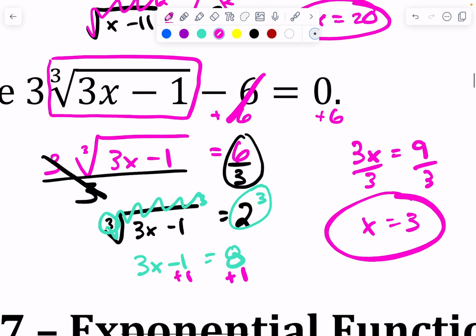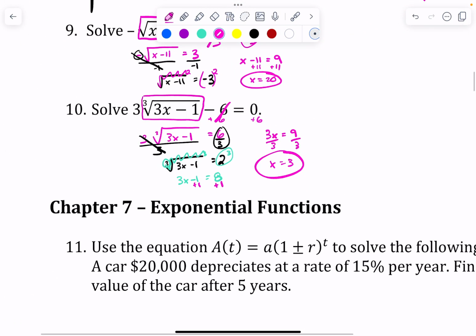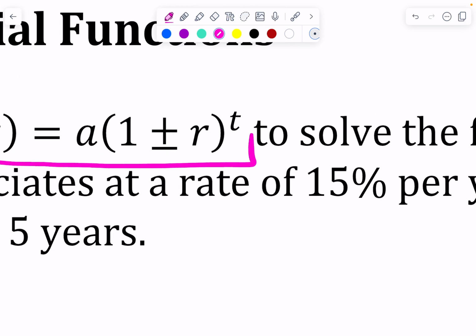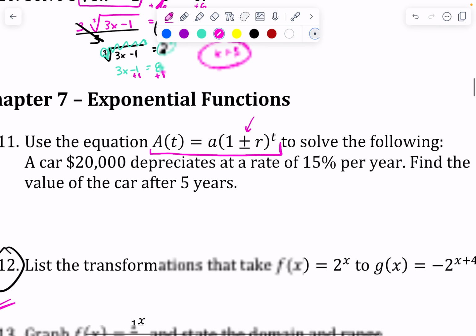All right, a couple left. Number 11, use the equation. They will give you the equation. I won't expect you to have any equations memorized, so I will always give you those equations. The only difference is, like here, they say plus minus. I'm not going to do both of them. I have to decide whether I'm going to use a plus or a minus.